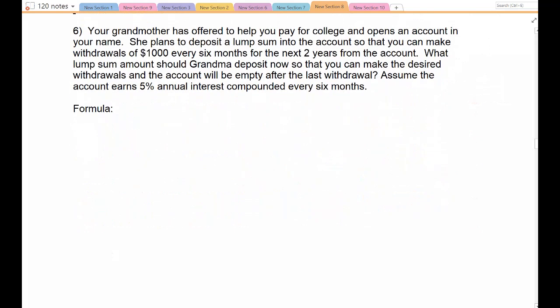Suppose your grandmother offers to help pay for a little bit of your college. She opens an account in your name. She plans to deposit a lump sum of money. You can make withdrawals of $10,000 every 6 months from the account for 2 years. How much should Grandma deposit now so that you can make the withdrawals? The account will be empty after the last withdrawal. Assume the account earns 5% interest, compounded every 6 months.